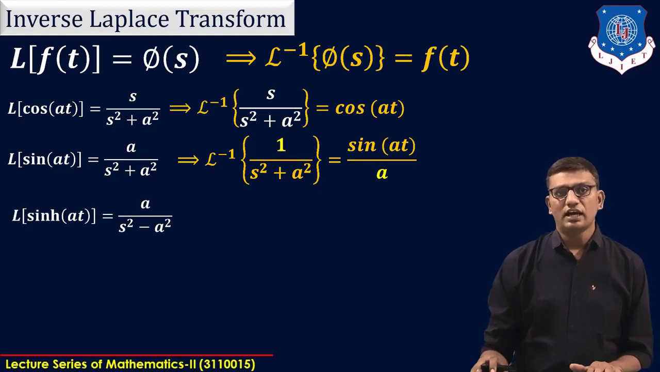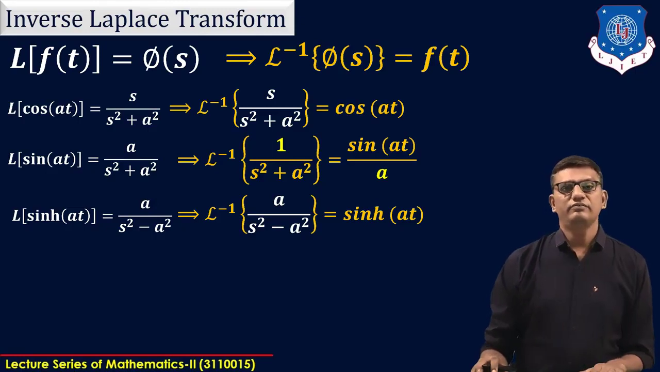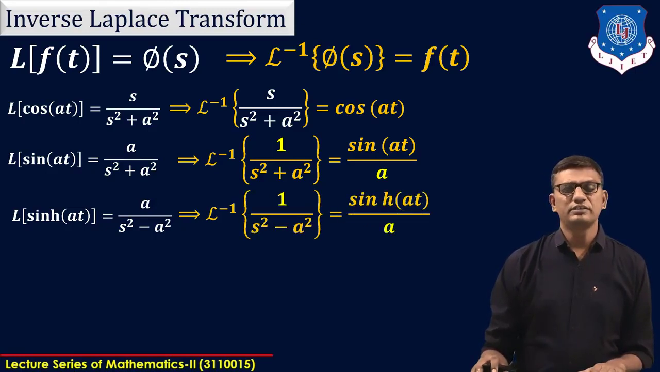Now, sin hyperbolic at has Laplace a upon s square minus a square. Then L inverse of a upon s square minus a square is sin hyperbolic at. When we have a 1 in the numerator in place of a, then L inverse of 1 upon s square minus a square will be sin hyperbolic at divided by a.